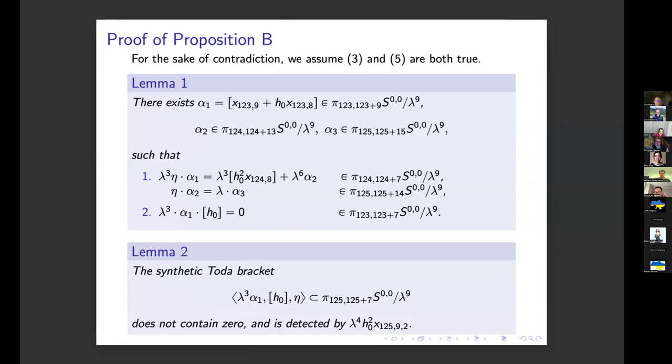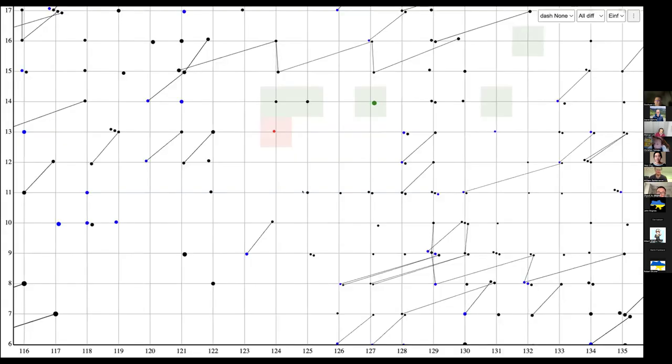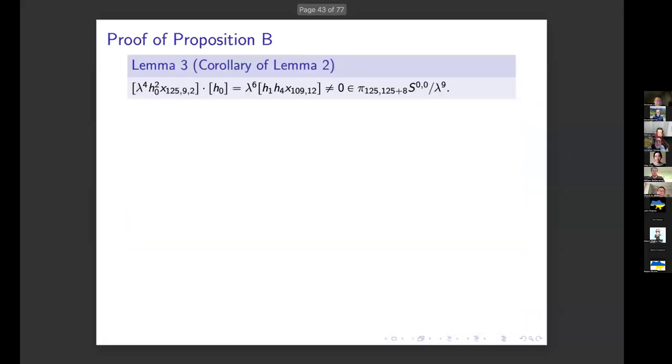Since I have this relation, the second lemma is that I can form a synthetic total bracket. And this is the part where I shuffle this total bracket: eta squared is 2 eta 2. For degree reasons, by just studying the local data, this is a strictly defined total bracket with 0 indeterminacy. I can conclude that it does not contain 0. It's detected by this element, h0 squared x 125, 9, 2, namely this dot. And as a consequence, this dot will support an h0 extension to this element of interest in filtration 14, as a corollary of lemma 2.